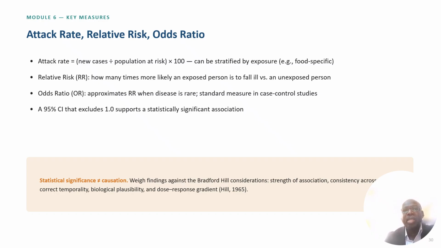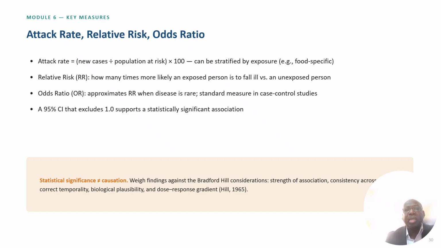Relative risk is how many times more likely an exposed person is to fall ill versus those who are not exposed. For example, the answer could be 4. What does 4 mean? It means those who are exposed had four times the chance of getting the disease than those who are not exposed, and this also gives strength to accepting the hypothesis that you have raised about the agent or whatever.